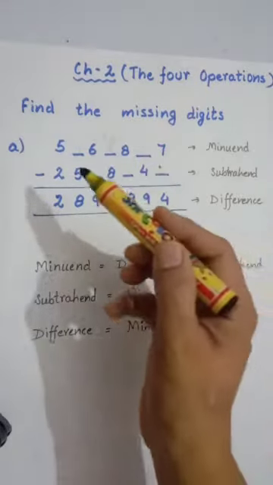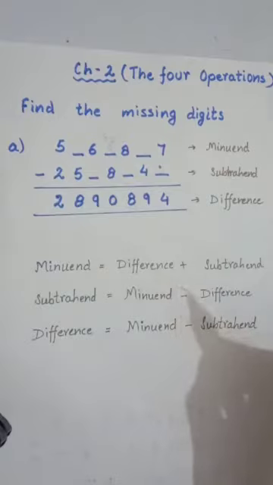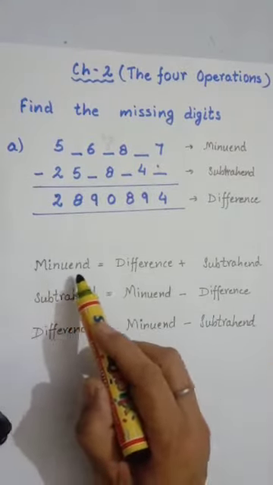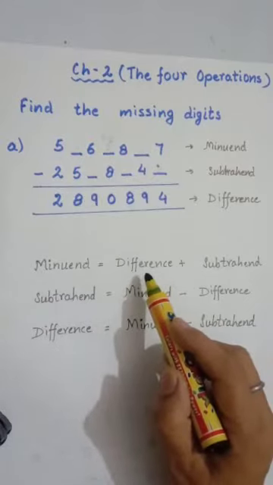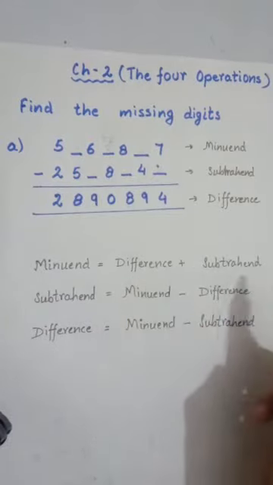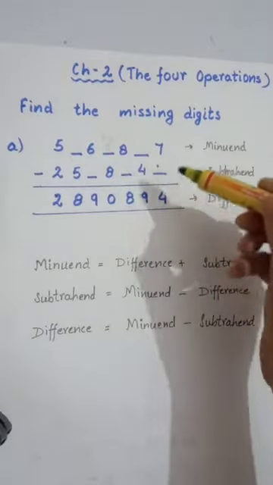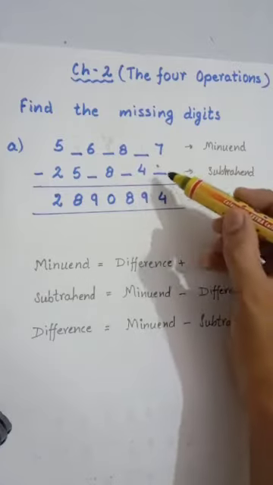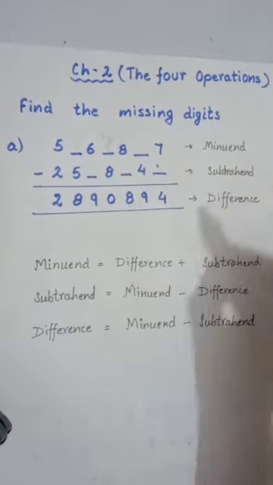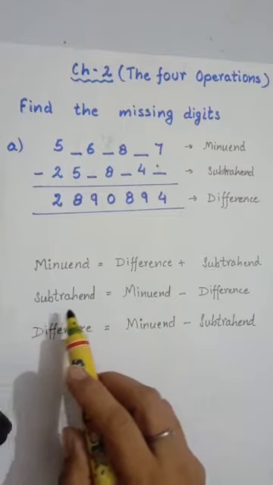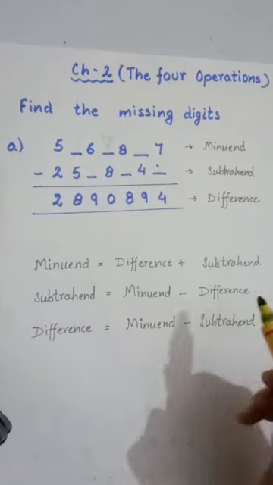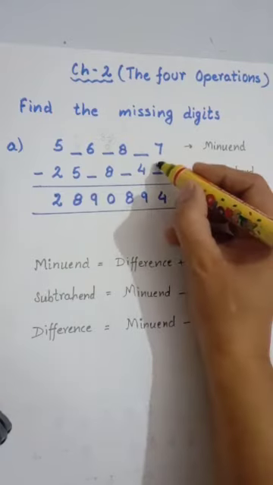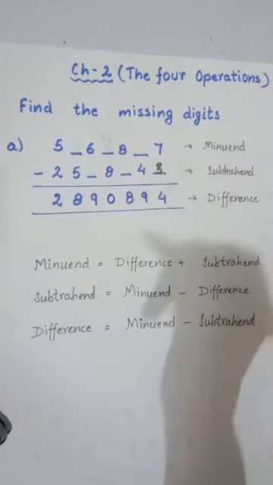So we have to find missing digits here. These are the formulas. If we have to find minuend, we will apply this formula: difference plus subtrahend. In the first step we will start from the ones place and find subtrahend. The formula is: subtrahend is minuend minus difference. So minuend 7 minus 4 is 3. So 3 will come here.